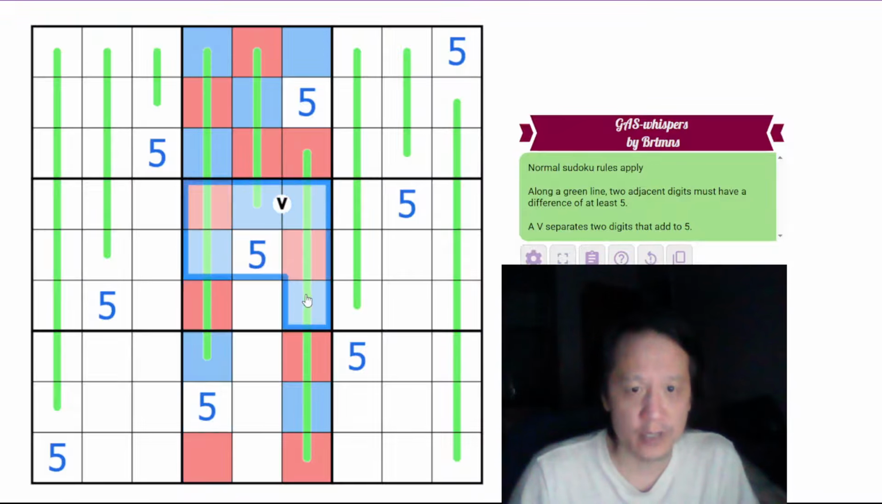What about the central box? We have 4 lows in the central box, so this cannot be low. It has to be high.